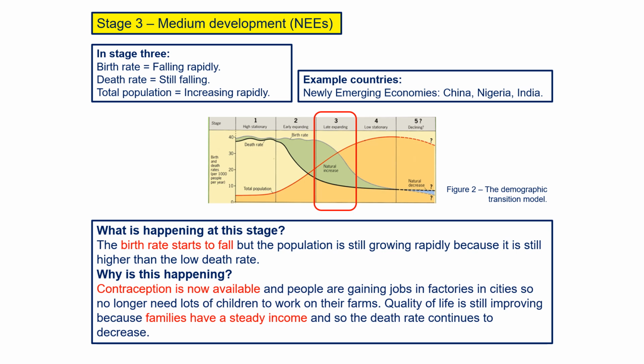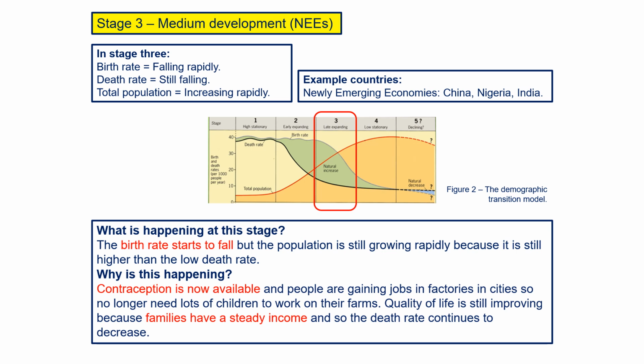So we need to know why this is happening. Okay, so the birth rate starts to fall because, one, contraception is now available, so people have a choice whether they have children or not, and two, the majority of people in newly emerging economies are migrating to urban areas to get jobs in factories or in secondary and tertiary industries. This means they no longer require a large family to work, so people have the choice to have fewer children.